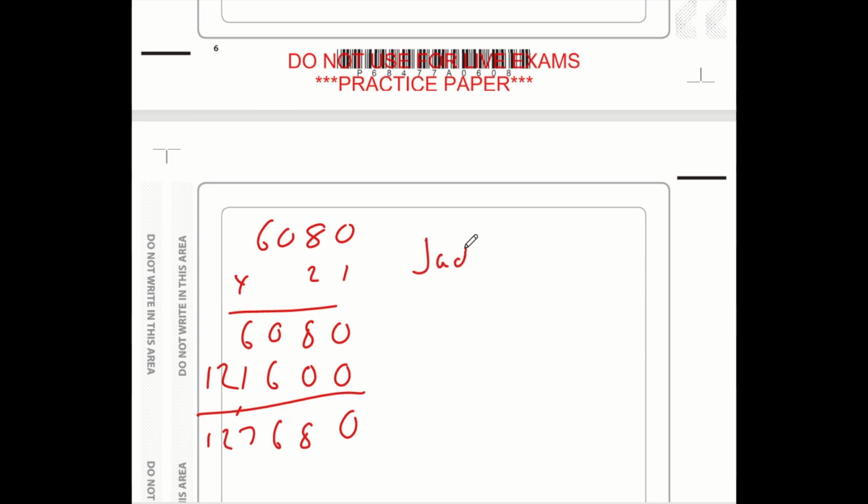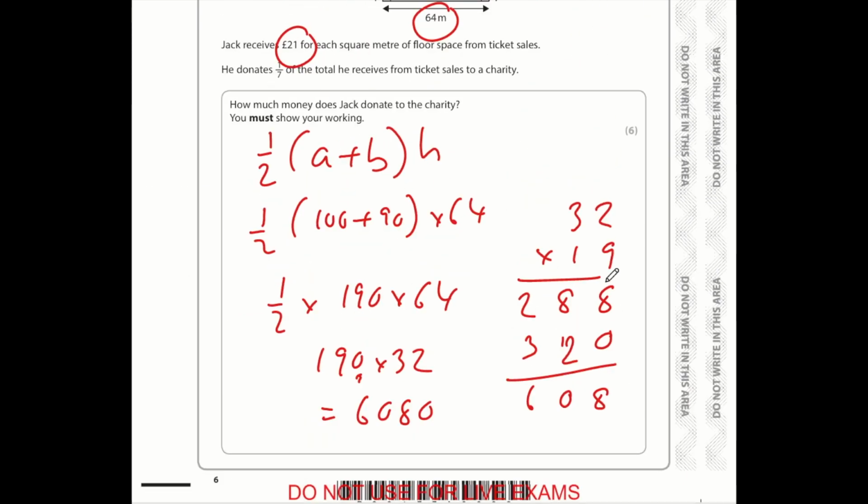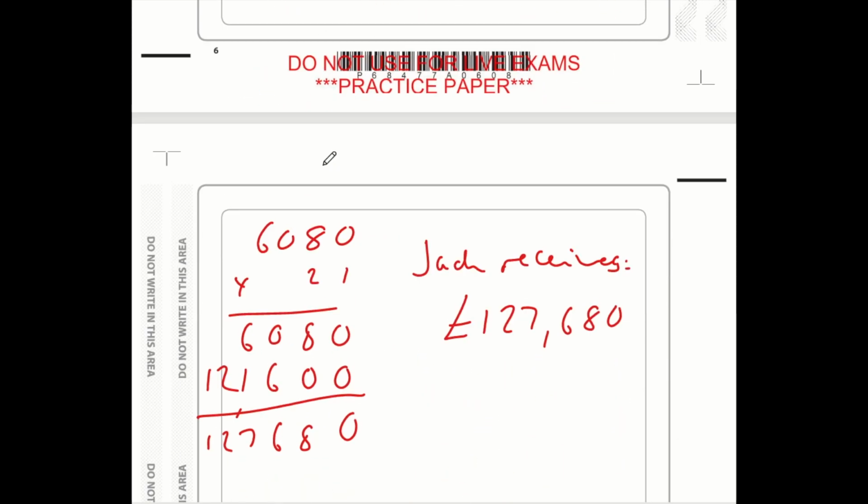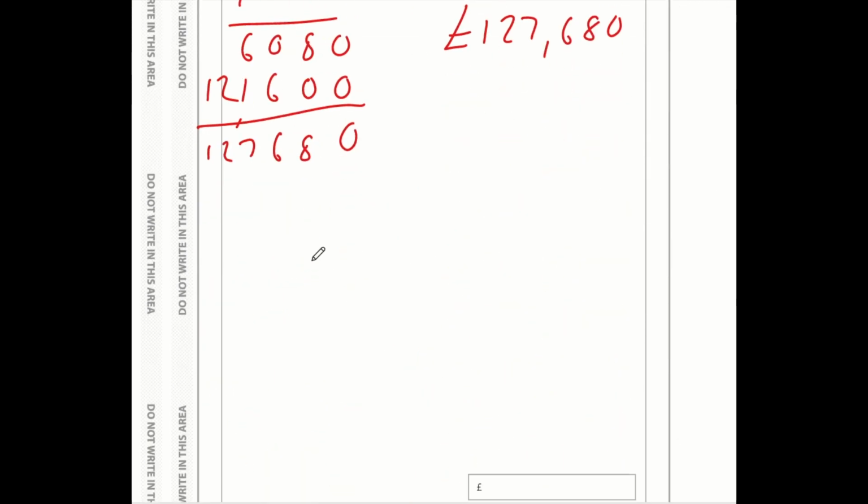So Jack receives £127,680, and I believe it was 1/7 to charity. Okay, so what does he give to charity? It's this amount here divided by 7.